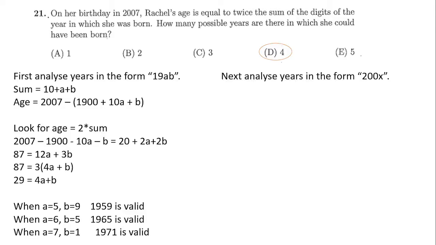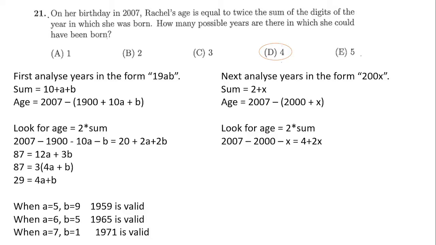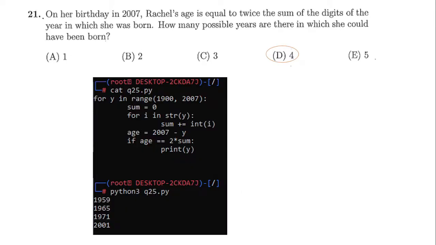Now we analyze years in the form 200x. So the sum is 2 plus 0 plus 0 plus x, or just 2 plus x. The age is going to be 2007 minus 2000 plus x. We look for ages equal to 2 times the sum, substitute them in, and the only solution this time is x equals 1. So these are the 4 years we found. So the answer is D, and I wrote some Python code that also finds these 4 only valid years, like so.